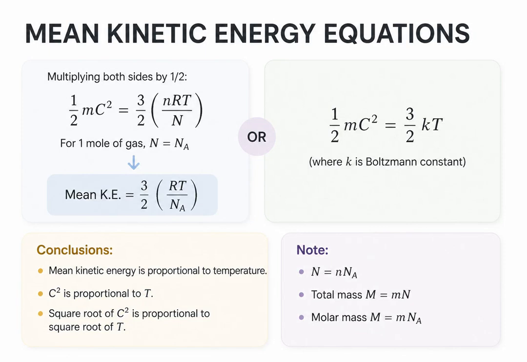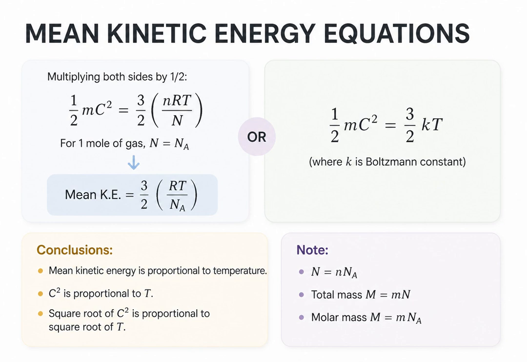To find the kinetic energy, we multiply both sides by 1/2. This gives us 1/2 mc squared equals 3/2 nRT over n. For 1 mole of gas, the number of molecules n equals Avogadro's constant, N subscript A. The ratio of the universal gas constant, R, to Avogadro's constant is known as the Boltzmann constant, k. Thus, the mean translational kinetic energy of a single molecule, 1/2 mc squared, simplifies beautifully to 3/2 kT.